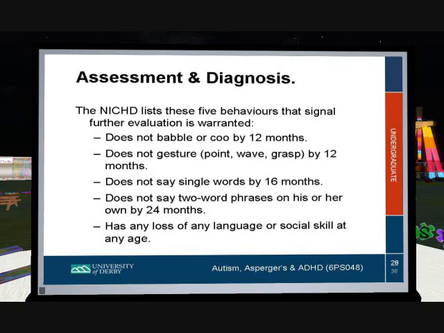So, these are just some markers here. Does the child, and we're talking about childhood autism here at this stage, because it's interesting to see how children are first diagnosed, not babble or coo by 12 months, not gesture or point or wave or grasp by a year old, not say single words by 16 months, not say these two-word phrases which are critical to language development because it means they're having a representational language structure. So, I want, or bad tummy, give me, for instance. These are the very foundations of language itself, representing thoughts linguistically. And a child that has any loss of language or social skill at any age, really.